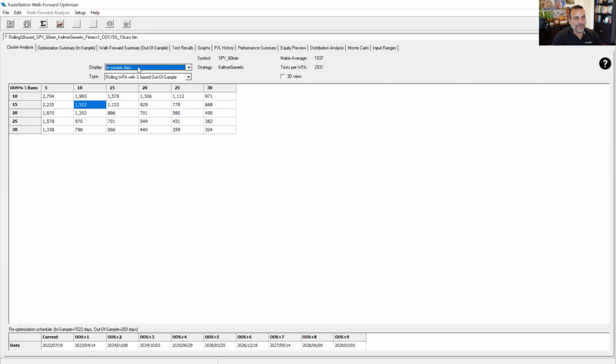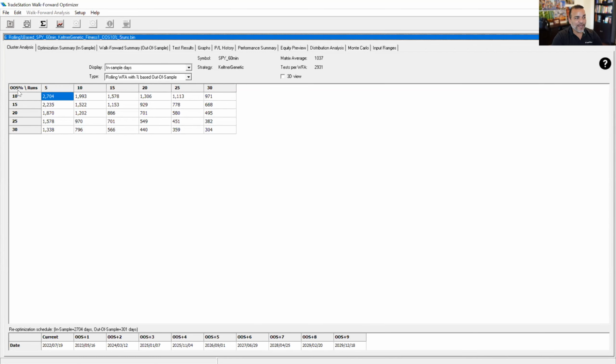So this is number of days. If you look at the smaller the percentage of out of sample, the higher the number of days in the in sample. And that's pretty much obvious, right? If you only reserve a very small amount for the out of sample, it means you have more for the in sample, and we see that very clearly in this graph, okay?